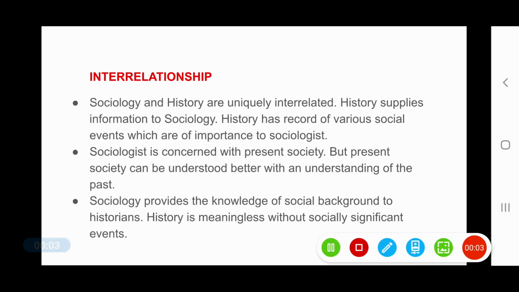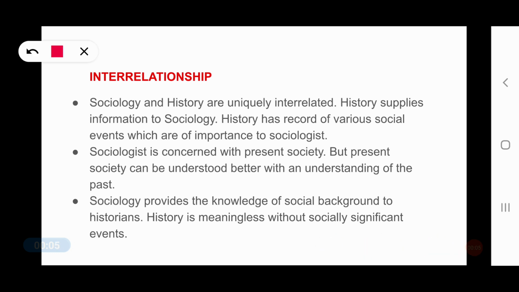Sociology provides the knowledge of social background to historians. History is meaningless without socially significant events. Now, say for example, history is concerned with particular events in time. For example, history is interested in a particular war or a battle. Now, to understand the battle, the historian also needs to take into account the socially significant events, or the social context of the war.